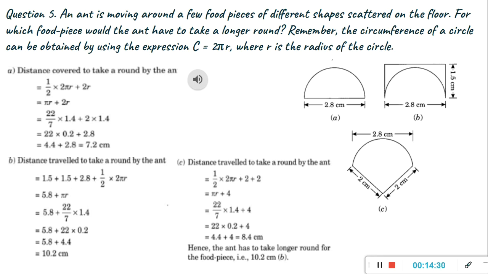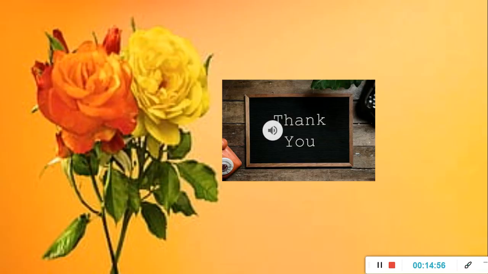Now we got all three lengths, right? 7.2 centimeter first, second 10.2, third 8.4. So from this we have to find which figure the ant has to take a longer round for. That is figure B. So the answer is the ant has to take a longer round for the foot piece of 10.2 centimeter in figure B. Clear?